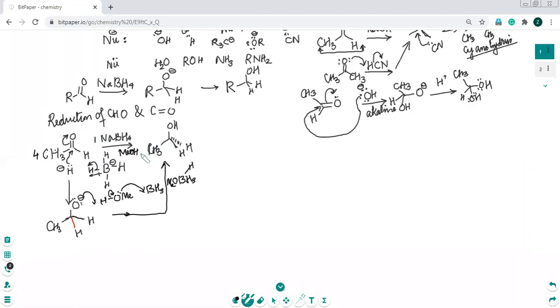Okay, so that is the reduction reaction. Let us look at another reaction, very similar, again an addition reaction: addition of Grignard reagent. This is the most common reaction. You know what a Grignard reaction is? You have CH3Cl plus Mg giving you CH3MgCl.